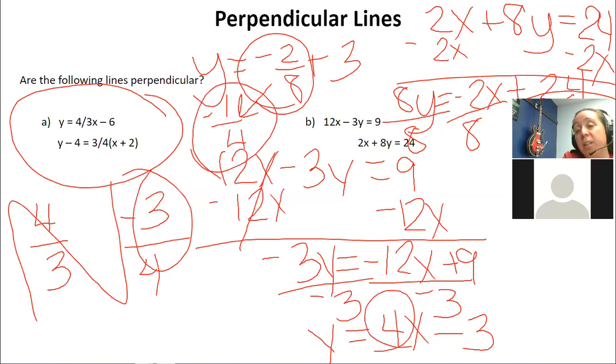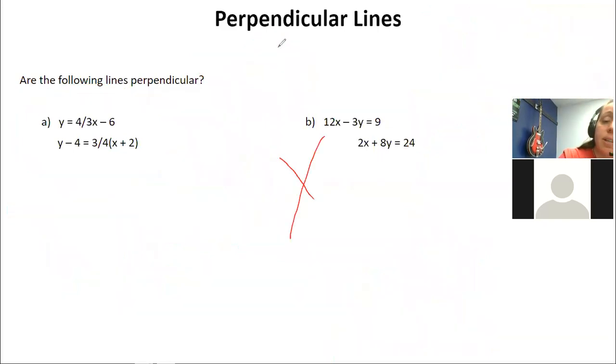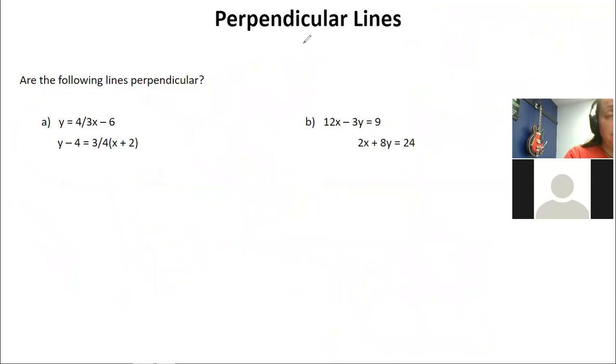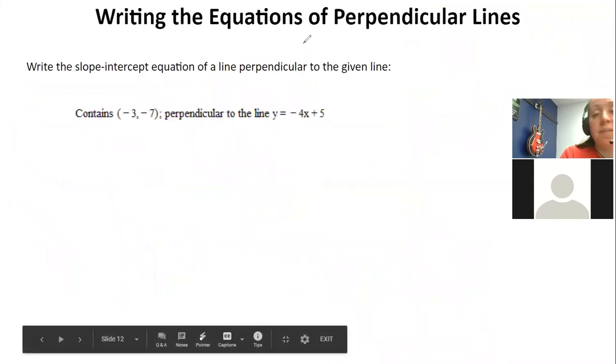Are those perpendicular? What do you guys think? Piper says yes. Piper is correct. Yeah. So this is a yes, perpendicular. Because when you solve it and get y by itself, Malachi, then you can just read the slopes off there.